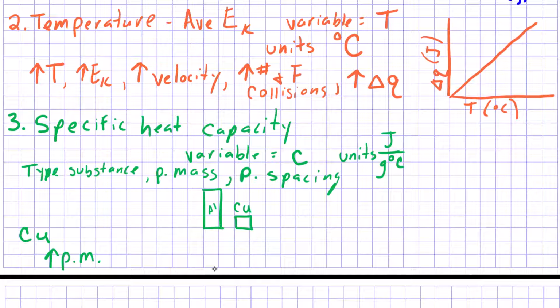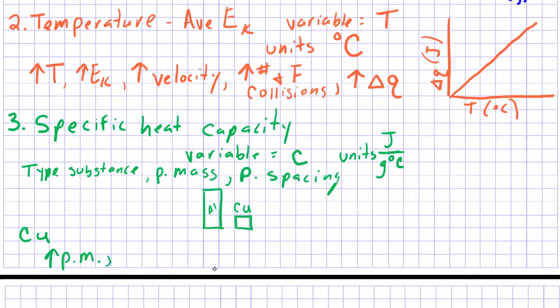And so on the periodic table, everybody flip to your periodic table real quick. I'll give you a couple seconds. And so look at your copper compared to your aluminum. You should see that the copper has a much higher particle mass. So our particle mass is higher.